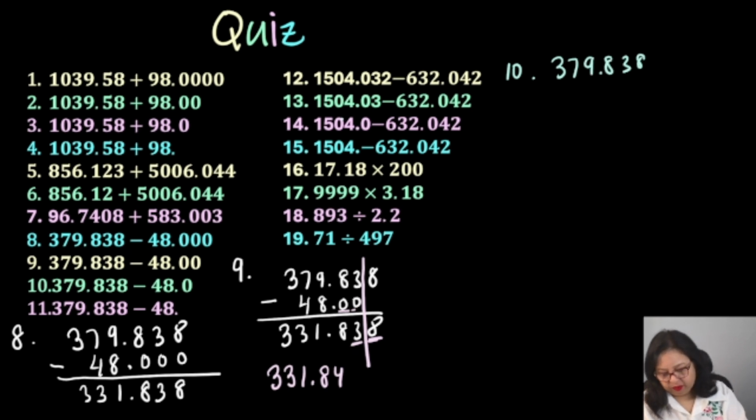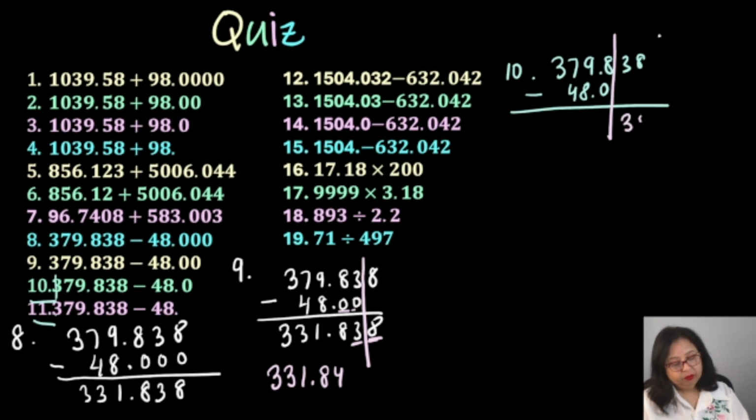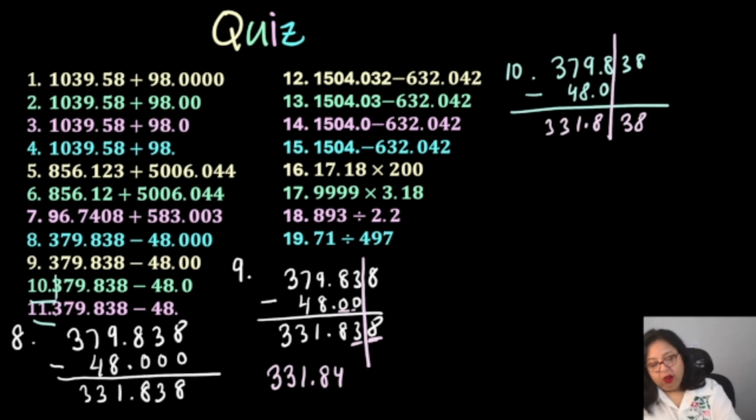Number 10. What does number 10 say? 379.838. I'm sorry, for these two, there's a space missing between this dot and the number. My bad, it's just an oversight. Minus 48.0. So in this case, the final answer should be rounded off to 1 decimal place. So we get 331.8.